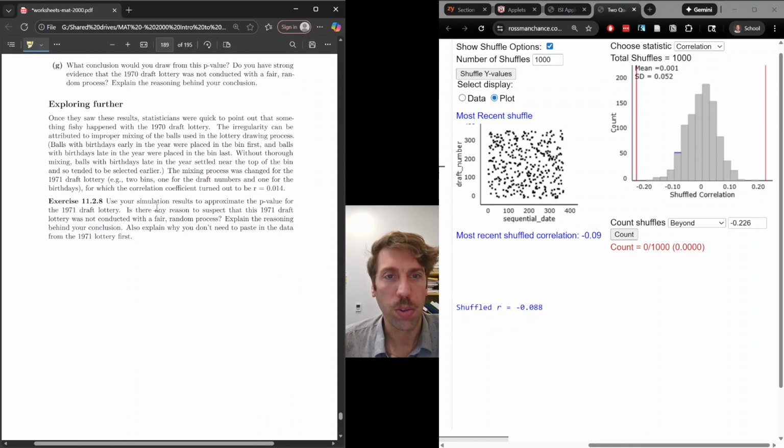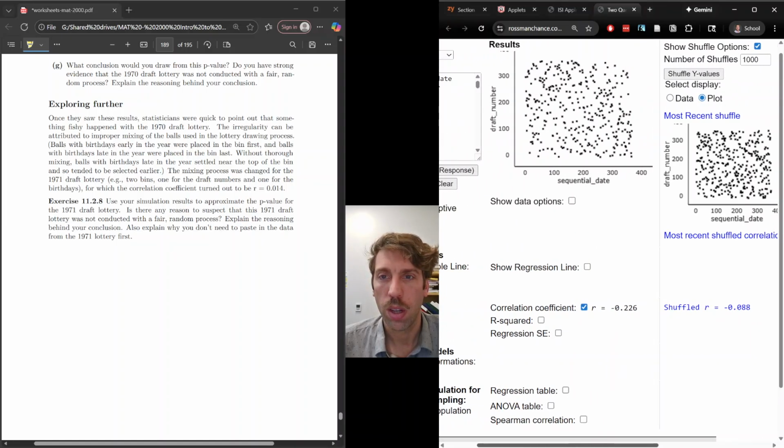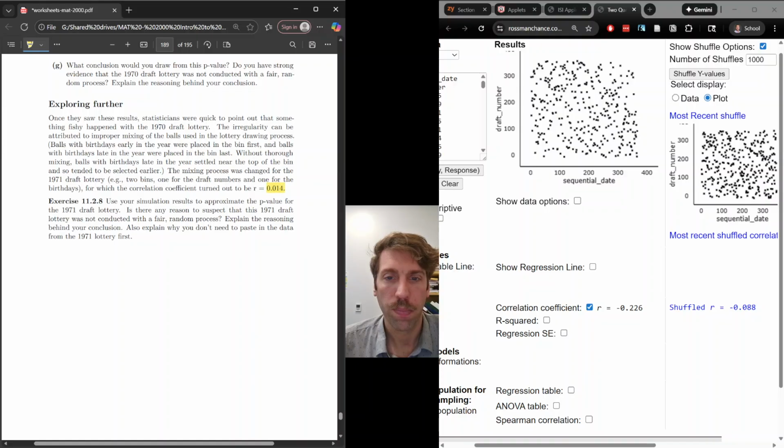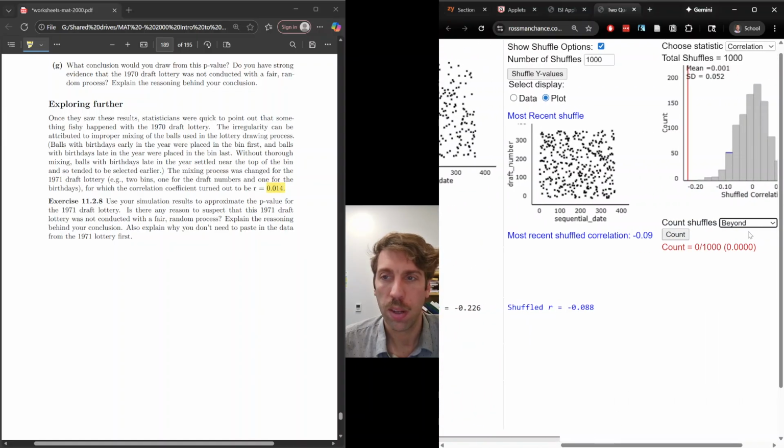So use your simulation result to approximate the p-value for the 1971 draft lottery. Is there any reason to suspect that the 1971 draft lottery was not conducted in a fair random process? So go ahead and change this number. Instead of using this number, use the number from the 1971 draft and put that into the applet and see what you get. Report on that, finish answering the question, and that is the last question from this section.